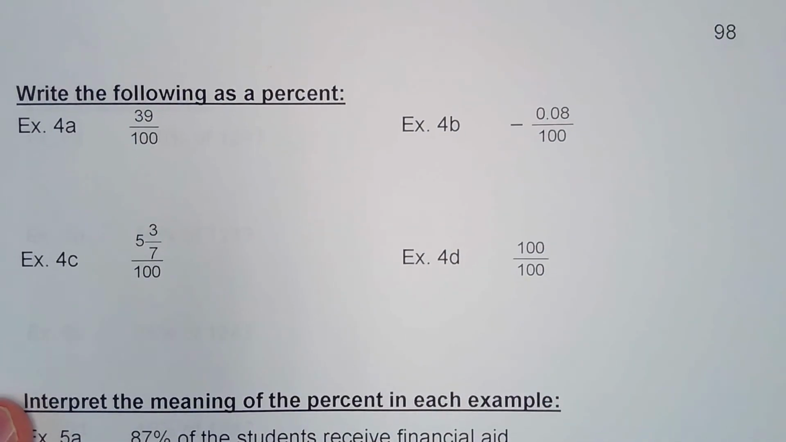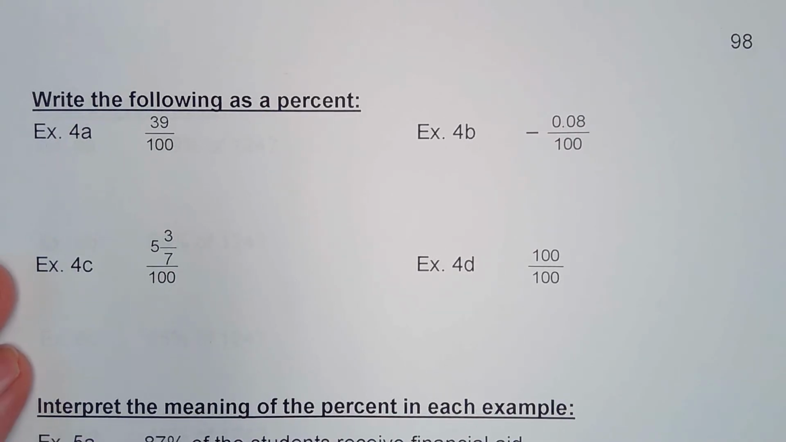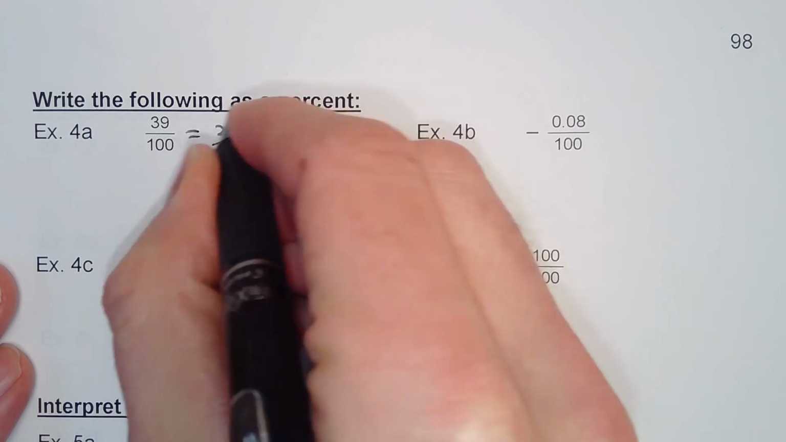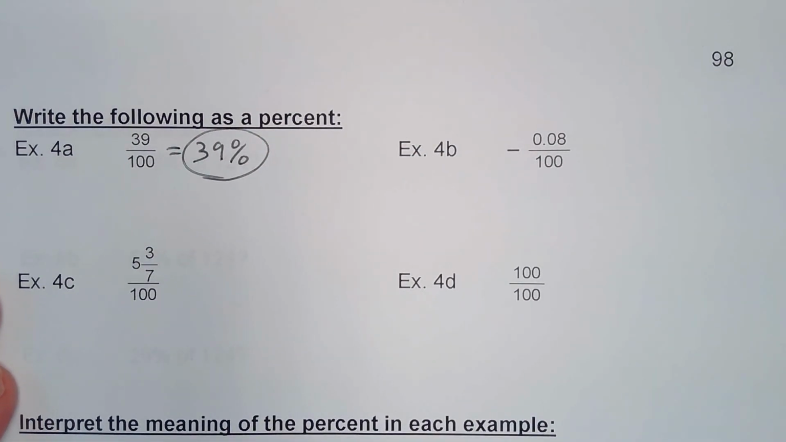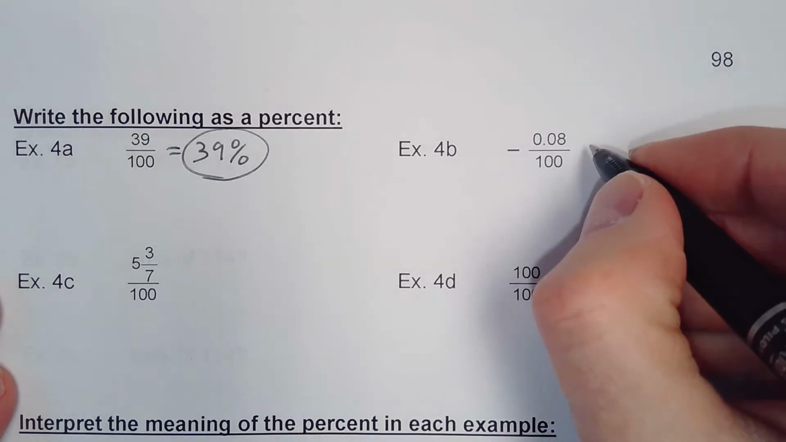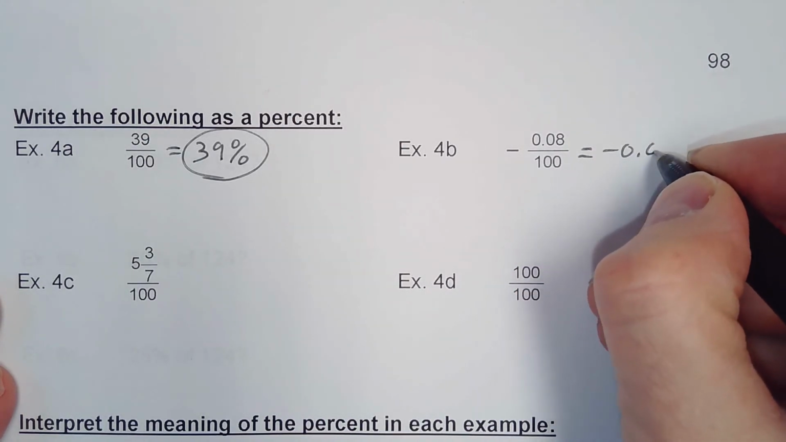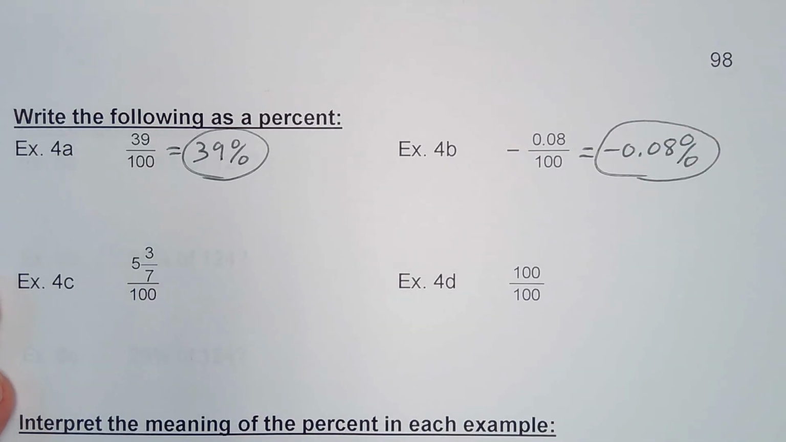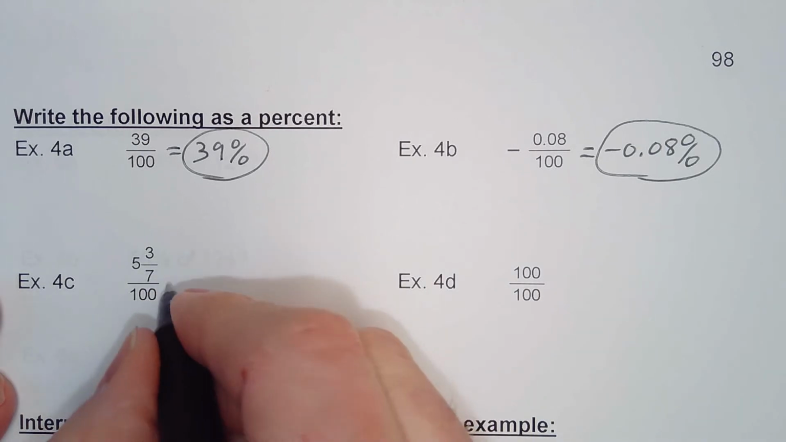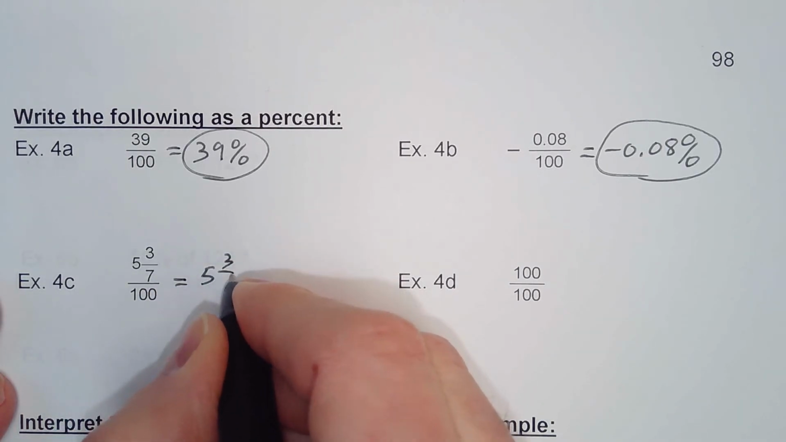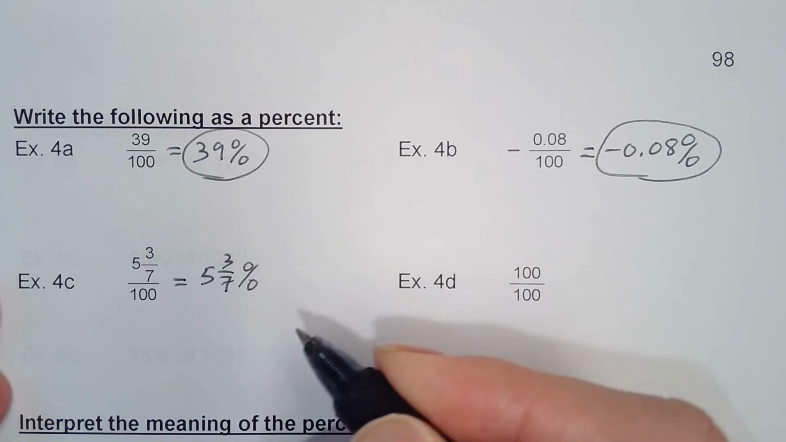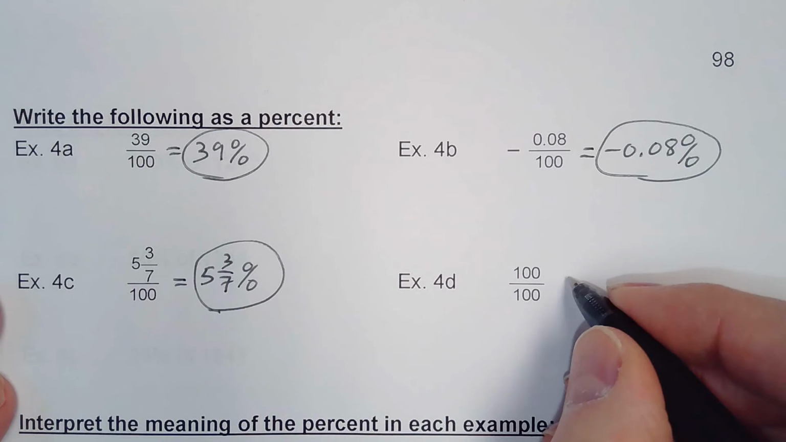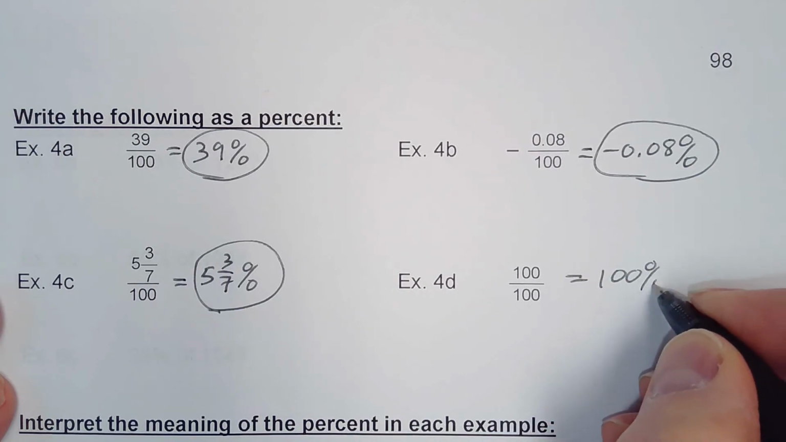So let's turn the page. 39 out of 100, that's going to be 39%. Negative 0.08 out of 100, that'd be negative 0.08%. 5 3/7 over 100, that's 5 3/7%. 100 over 100, that would give us 100%.